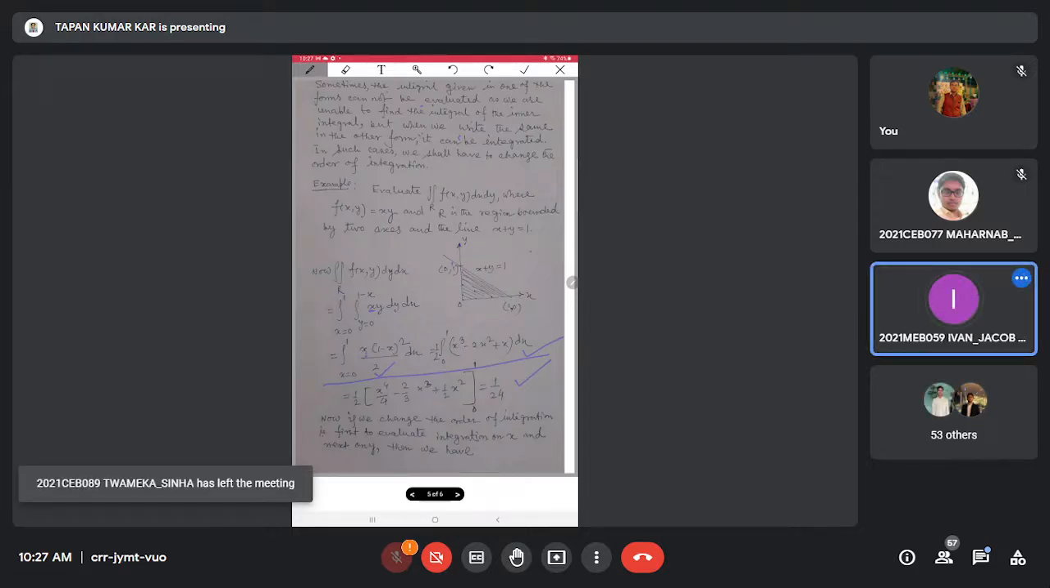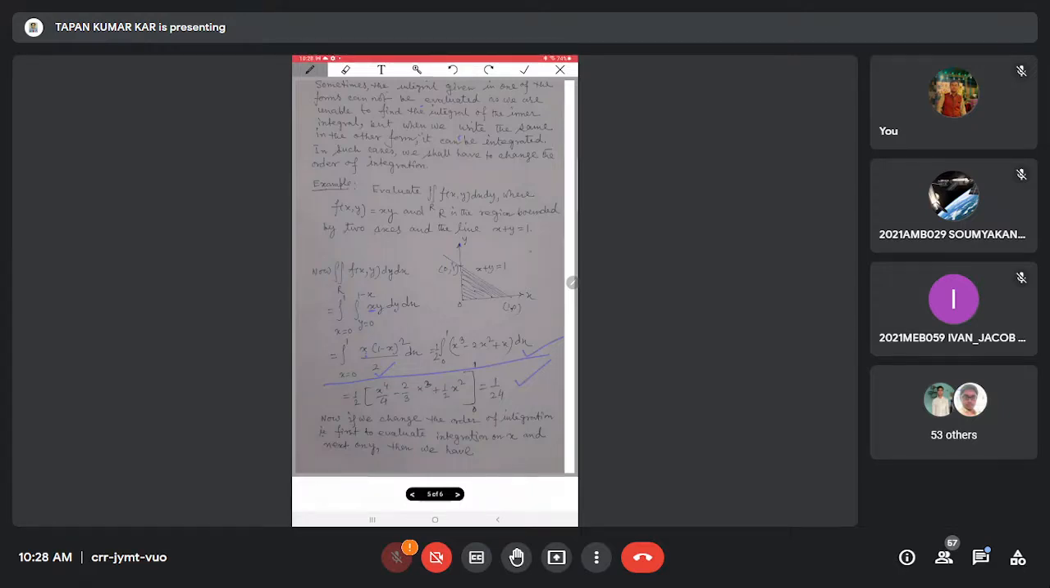Yes, sir. Okay. Suppose any one of you says that I will do first with respect to x, then with respect to y, instead of first with respect to y. No problem. In that case, the variable limit will be considered first. Variable limit means here x, since you are doing x first. So your limit will be x equal to 0 to any point on this line. Any point on this line means x equal to 1 minus y. In that case, it will be x equal to 0 to 1 minus y.